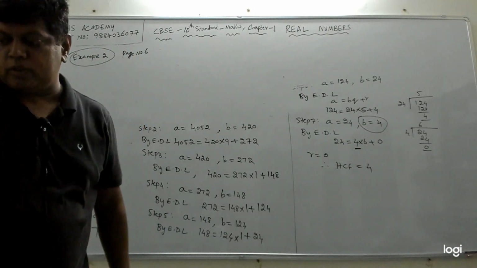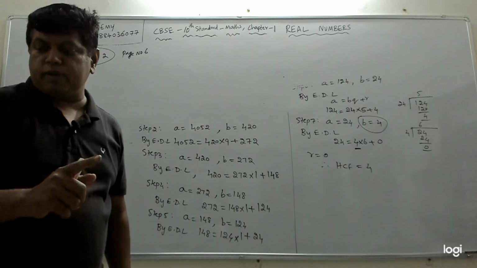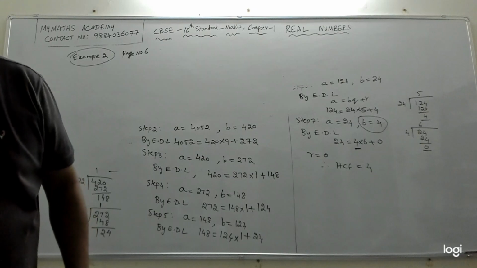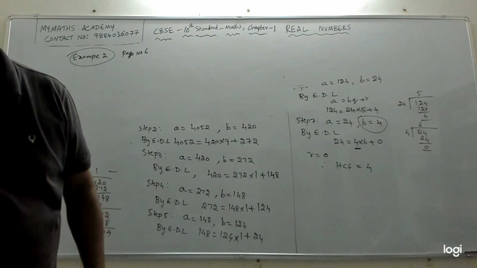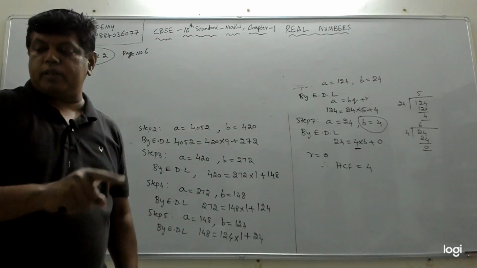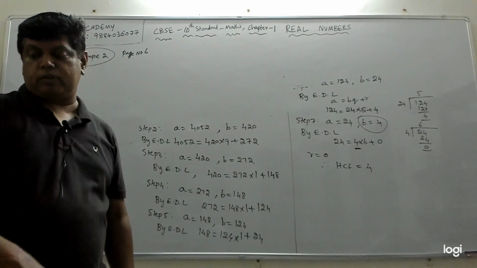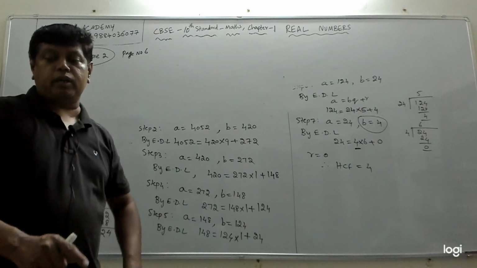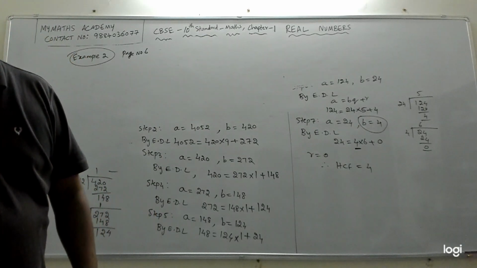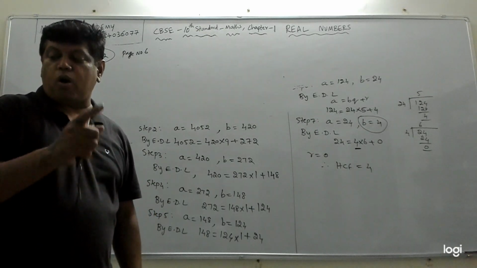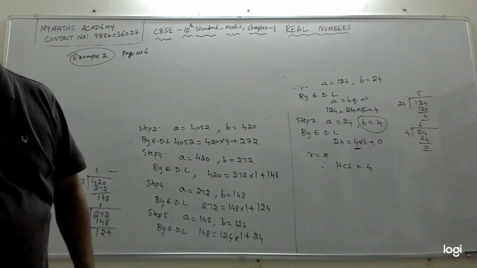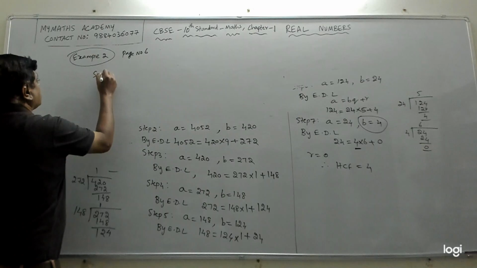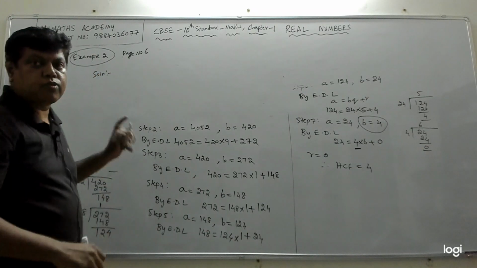It says that show that every positive even integer is of the form 2q and every positive odd number is of the form 2q plus 1, where q is some integer. We have to show that every positive even number is of the form 2q and every positive odd integer is of the form 2q plus 1. So for that, you can see the question in the book, I am writing the solution.